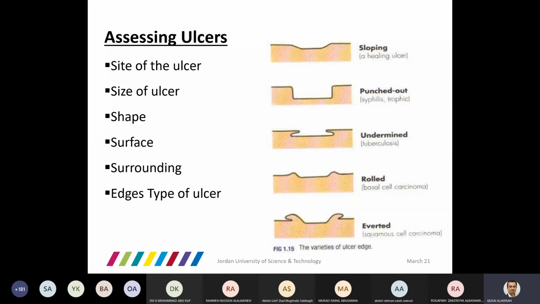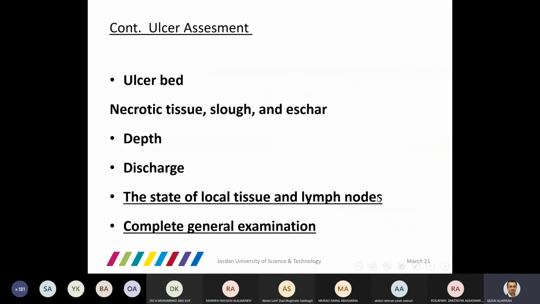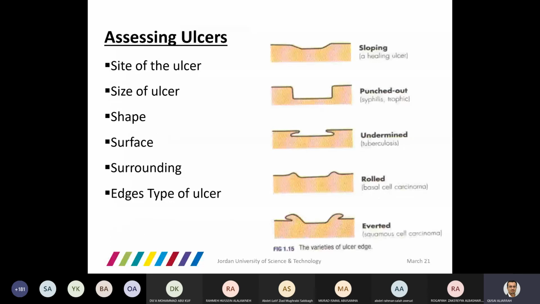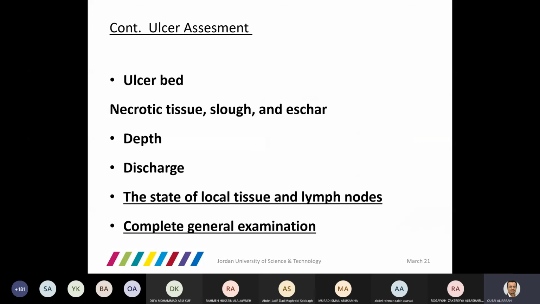اوكي so punched out, everted edge, هاي كلياتهم أمثلة عليها. When you assess an ulcer, you should assess the ulcer bed, the degree of discharge, and state of local tissue and lymph nodes. دائما لازم يعني إذا في عندنا ulcer بالleg or بالfoot, you have to examine the lymph nodes as well in the groin to assess for complete assessment.